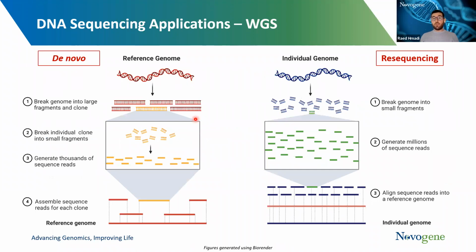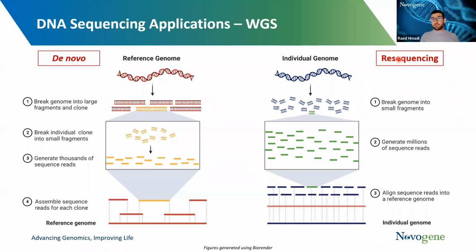One of the main advantages of whole genome sequencing is that it can be done with two different approaches. The first one is called de novo, and our aim with this approach is to assemble a reference genome for a specific living organism or species where the reference genome does not exist. Using this approach, what we will do is the following. The genome will be fragmented into small pieces, and later thousands of sequencing reads will be generated. During data analysis, we assemble the sequencing reads in order to build a reference genome that did not exist before.